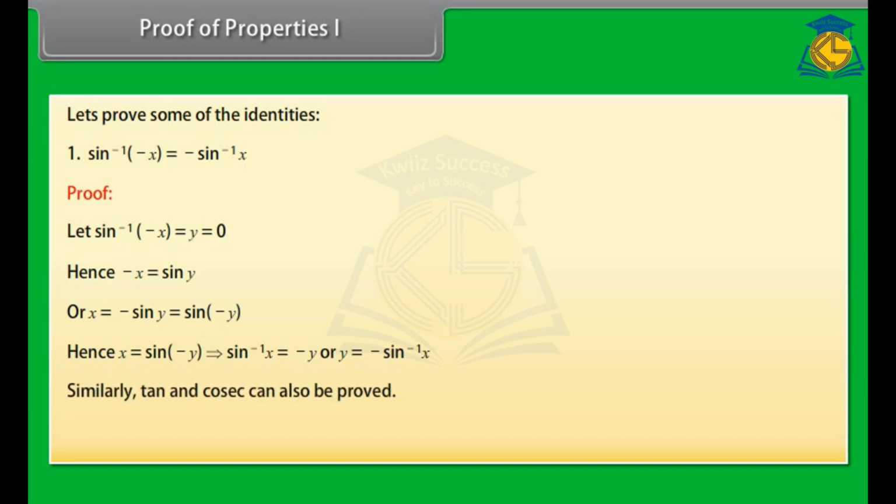Similarly, tan and cosec can also be proved. cos inverse of minus x is equal to pi minus cos inverse x. Second, sin inverse x plus cos inverse x is equal to pi by 2.